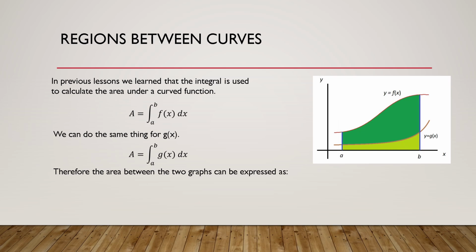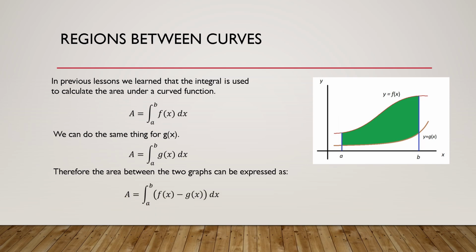So now let us say we have to find the area between the two functions f of x and g of x. This is simply the integral from a to b of f of x minus g of x dx.